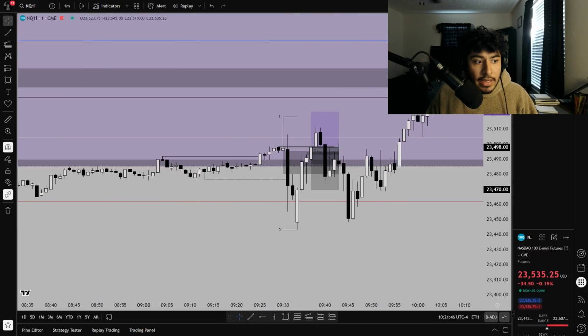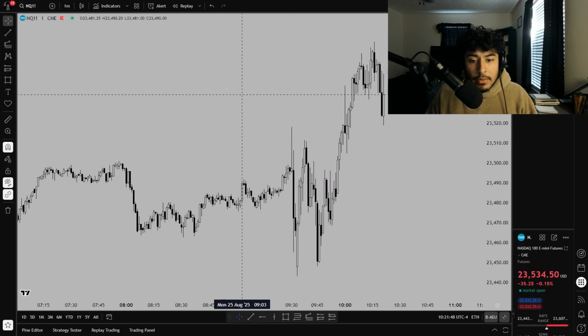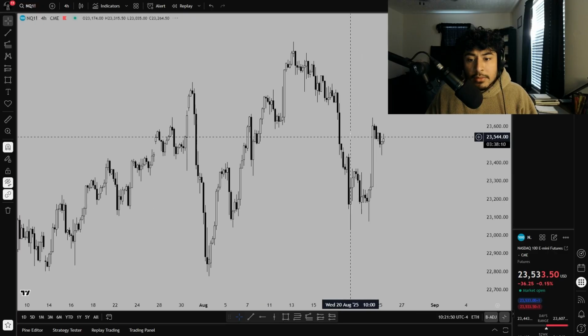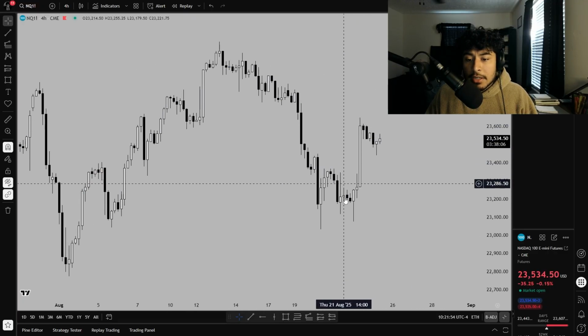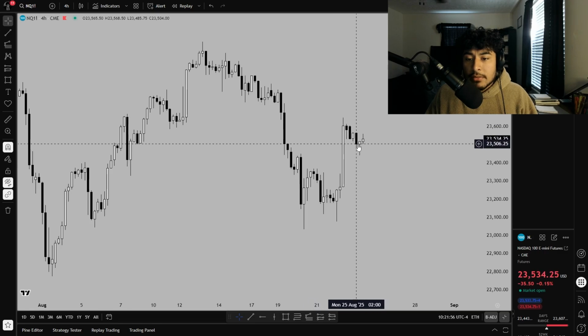Let's hide every single drawing and go over my analysis as to why I was even bullish in the first place. On the 4-hour time frame, we have a 4-hour buy side imbalance. We have our external objectives right here. Internal, we're inside of an internal array.